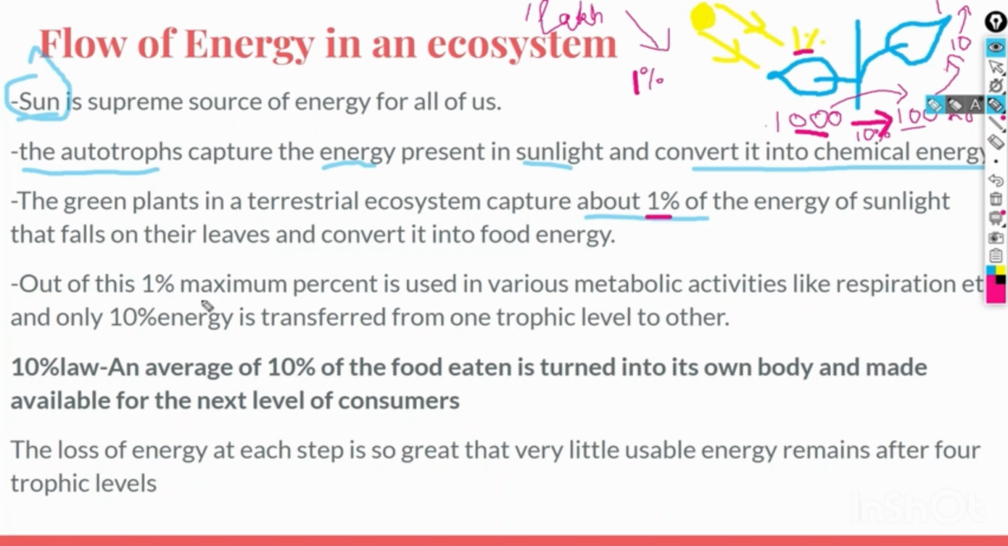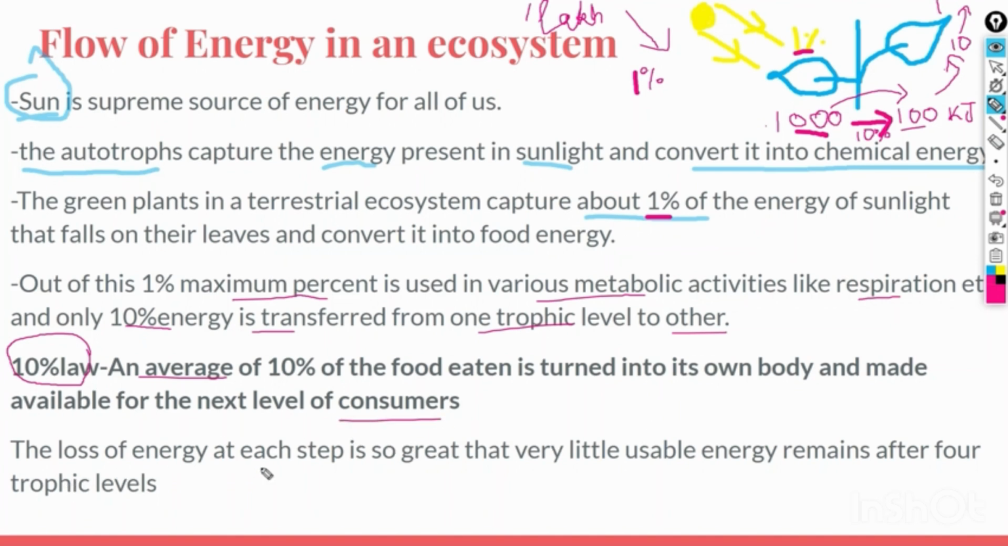Out of this 1%, the maximum percent is used in various metabolic activities like respiration, etc. Only 10% is left and it is transferred from one trophic level to the other. This gives us the 10% law. What does it state? That an average of 10% of the food eaten is turned into its own body and made available for the next level of consumers. So only 10% of the energy is made available to the next level of consumers.